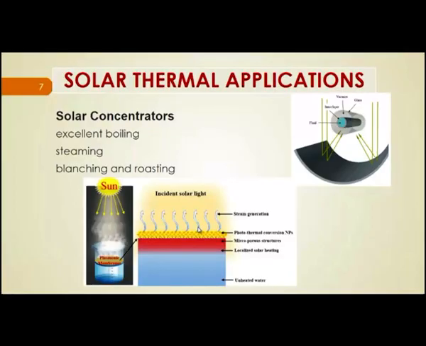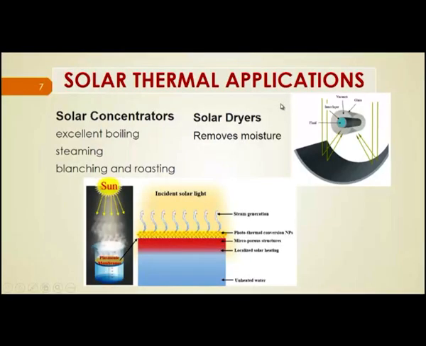Another solar thermal application is the solar dryer. Solar concentrators are used in applications where very high temperature is required. Some applications don't require very high temperature. For example, drying: to preserve food, if we dehydrate it, we can store it for a longer period. In that application, solar dryers can be used, and they remove the moisture from the food items so that it can be stored for a long period. So, the solar dryer is another application.